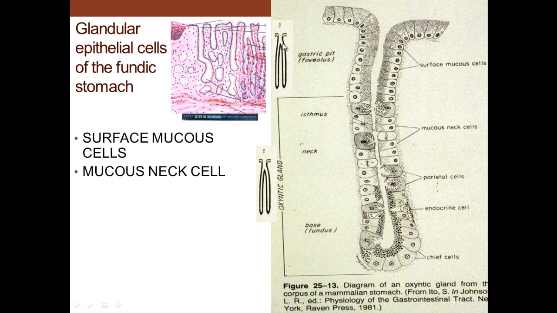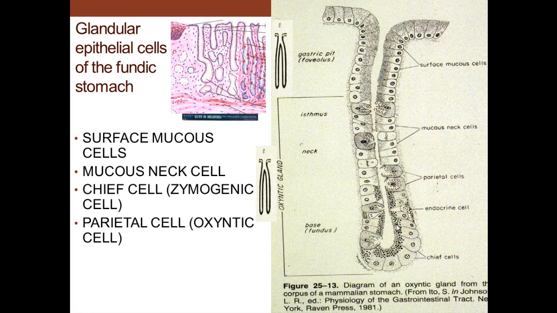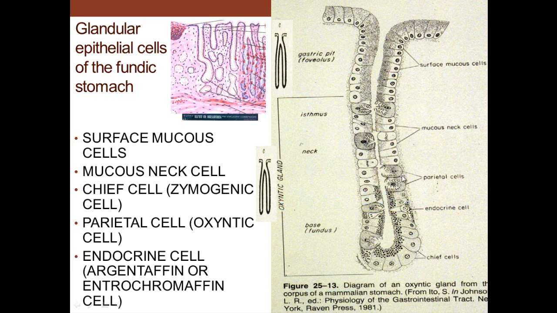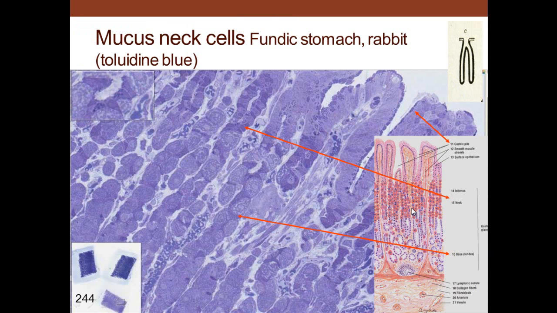And that region is the neck region. And so we have mucous neck cells in the neck region. We also have chief cells. Chief cells produce zymogen granules for pepsinogen. Then we have the parietal cells, which produce hydrochloric acid. And then we have another set of cells, the argentaffin cell, the enteroendocrine cell, which is basically an endocrine cell. So we have exocrine cells and endocrine cells in the stomach itself.